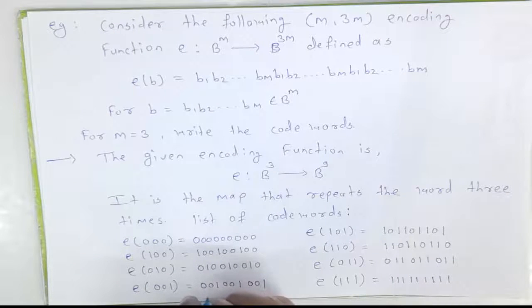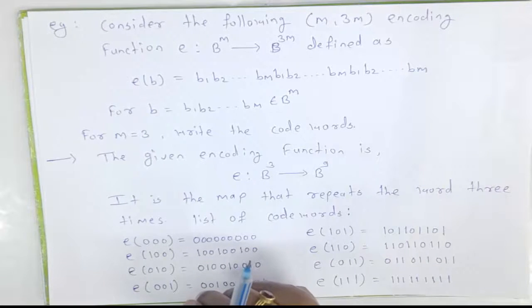All of you get it, this example? Okay, so today we stop here. In the next meet we discuss Hamming distance and its properties. So today we stop here. Thank you.